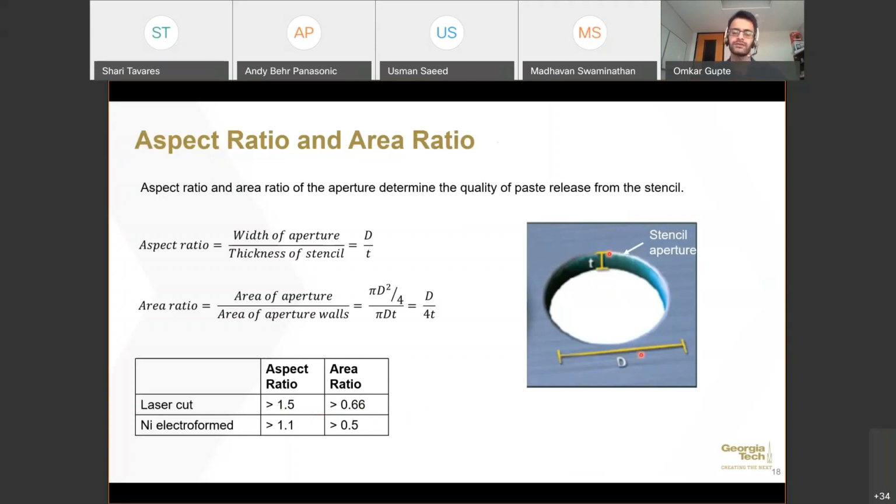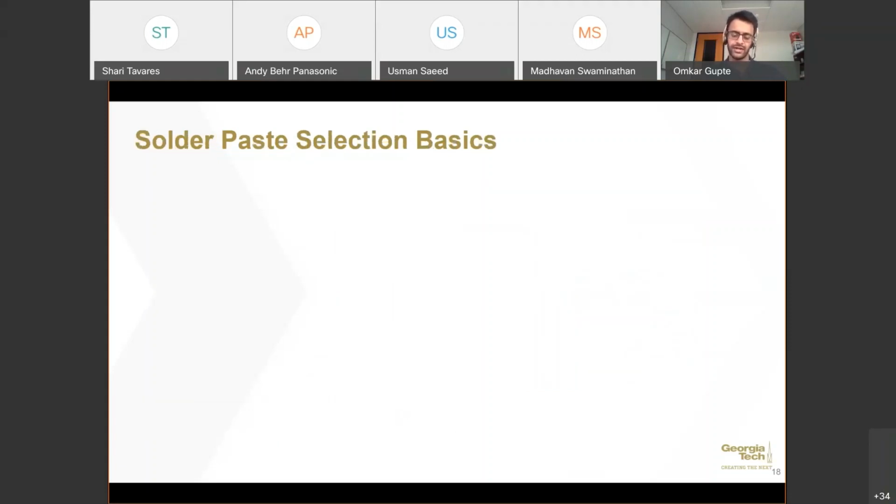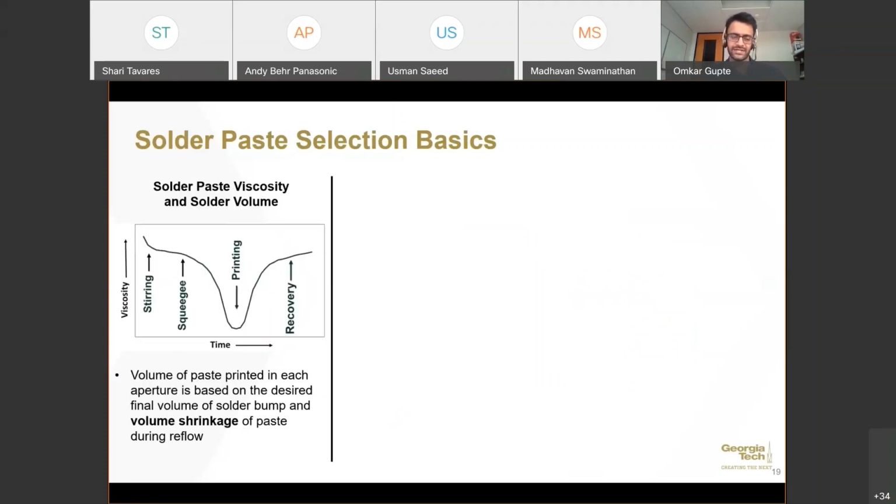So even when we finally decide how much volume of the paste needs to be printed to get the desired BGA volume or desired BGA diameter, the stencil design is equally important to ensure that we end up getting that amount of solder paste on the board. So now that we know what is required from a stencil point of view to get a good paste transfer, we now look at it from a solder paste point of view.